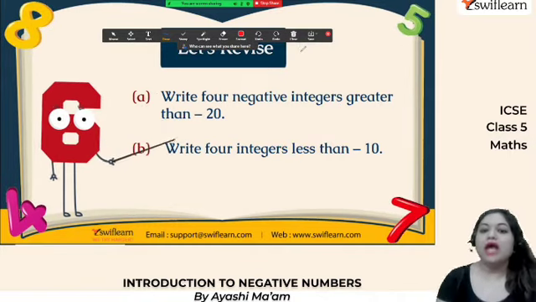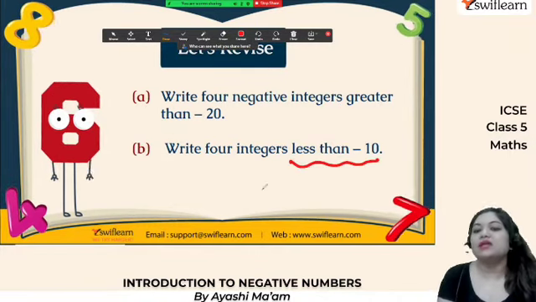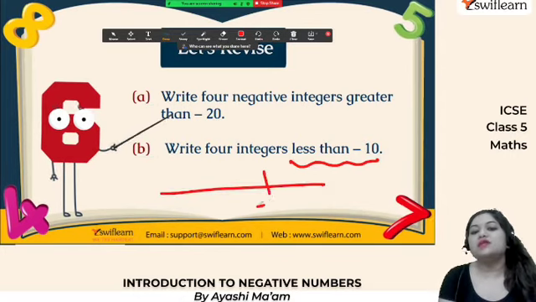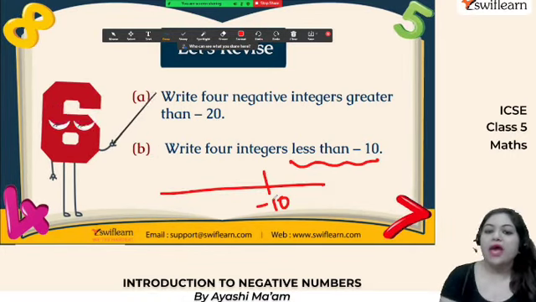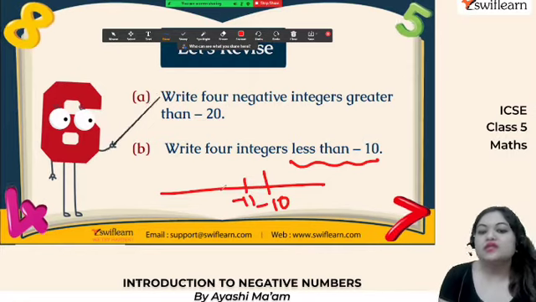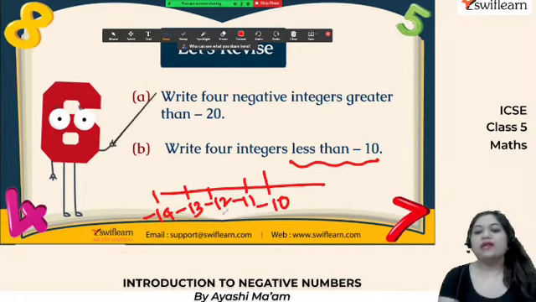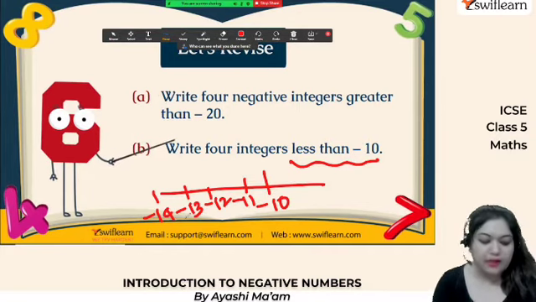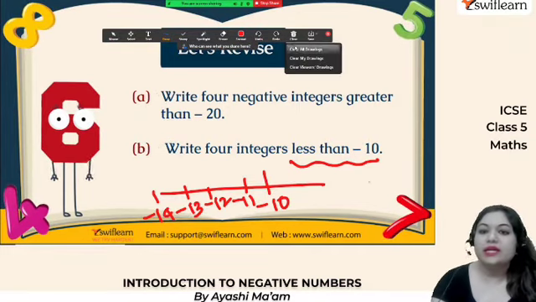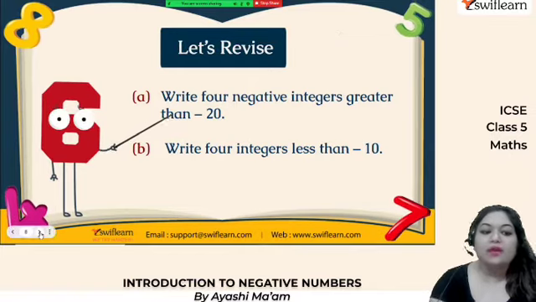Now, write 4 integers that are less than minus 10. Lesser numbers are always present towards the left. So they will all be towards the left-hand side of minus 10: minus 11, minus 12, minus 13, minus 14. All these are integers that are lesser than minus 10.